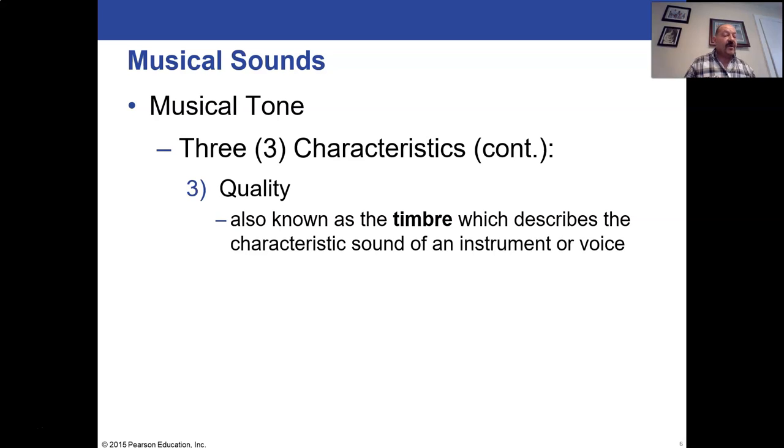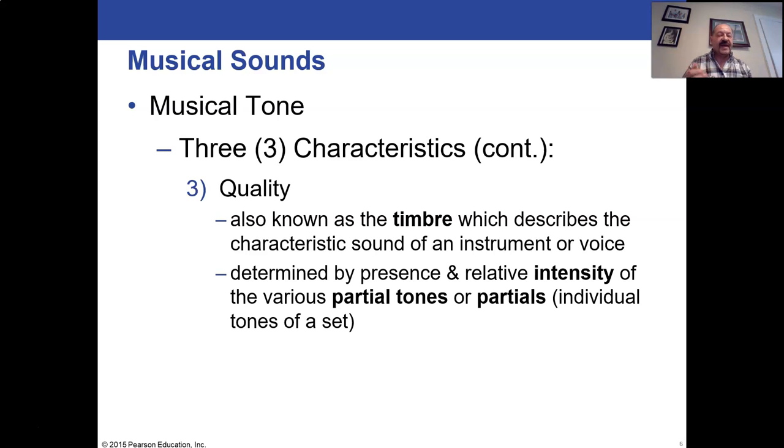The third characteristic of tone I've already hinted at, and that's the quality, also known as the timbre. It's spelled T-I-M-B-R-E, but it's pronounced timbre, not timber. Timber is what you say when you cut down a tree. And so the timbre of the sound is really the characteristic of the sound that makes it unique to each human voice or musical instrument. So 2 instruments could play exactly the same note, but they'll sound different. You'll be able to tell the difference.